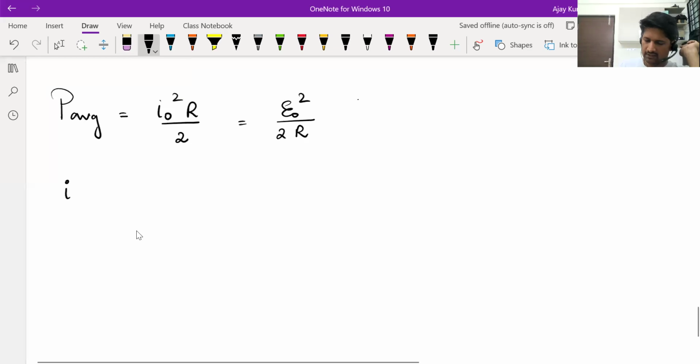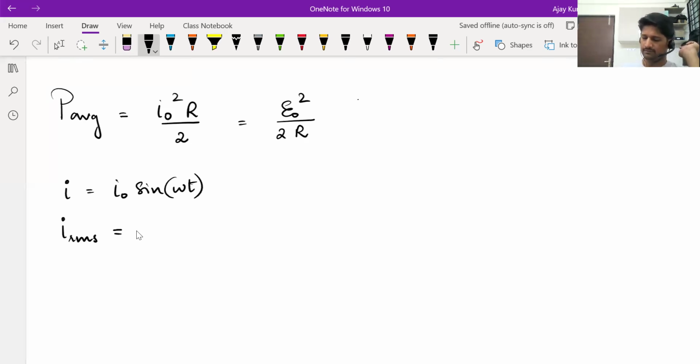See, the current function was this, I naught sine omega t. Quickly tell me, what is the RMS value of this function? I naught is a constant, put it aside. What is the RMS value of the sine function? 1 by root 2. So this whole thing becomes I naught by root 2, correct? Okay. Similarly, the EMF equation we had was E naught sine omega t. Its RMS value will be E naught by root 2.